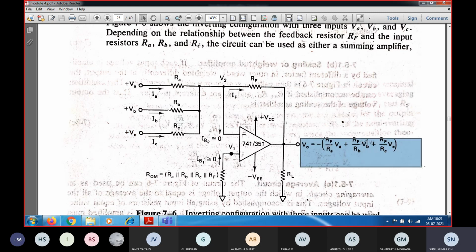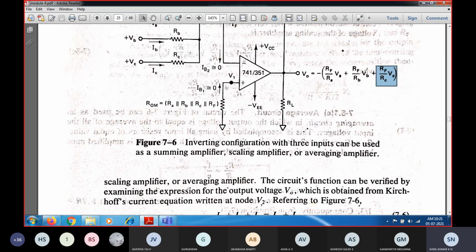So output will be what? The output voltage will be inverting. You know what the output voltage is for the inverting case: it is feedback resistance multiplied with the input voltage source. Here, how many voltage sources are there? So V0 will be equal to minus RF divided by RA into VA, minus RF divided by RB into VB, minus RF divided by RC into VC. So this is the output voltage, the sum that you will be getting.